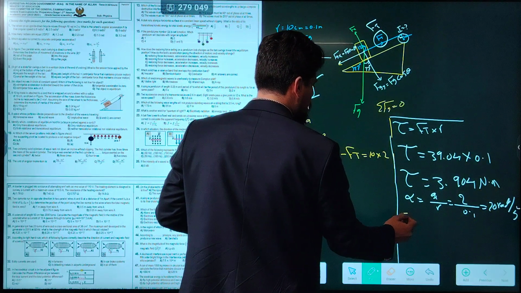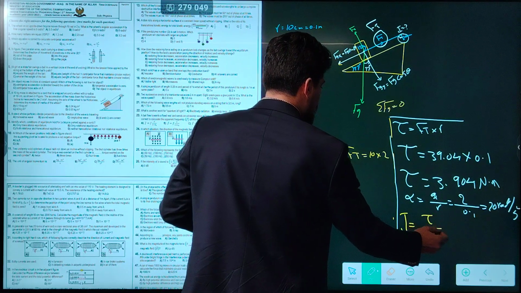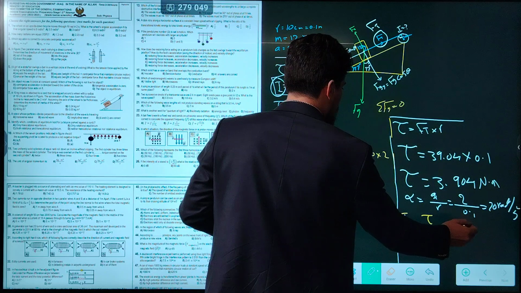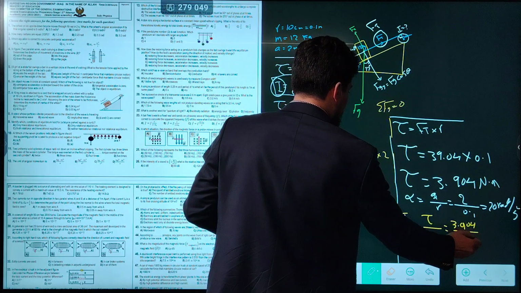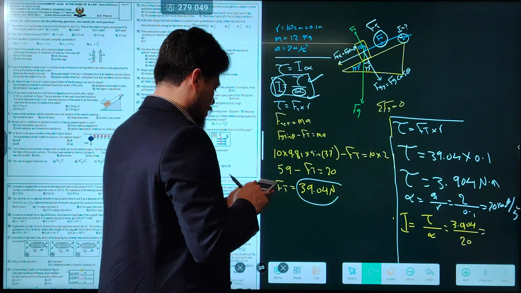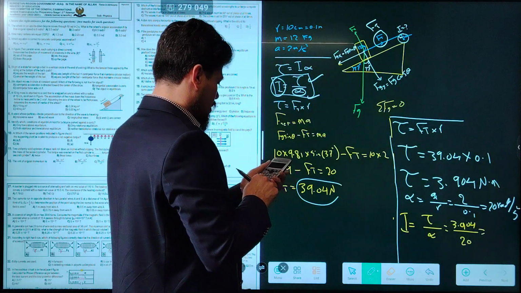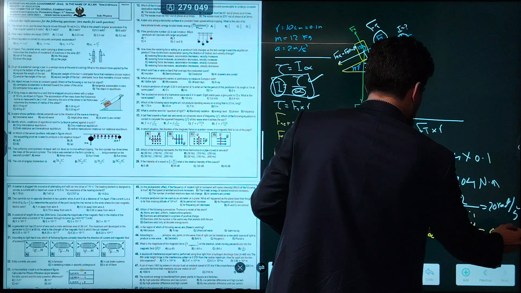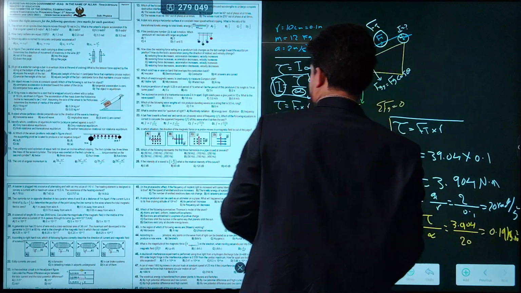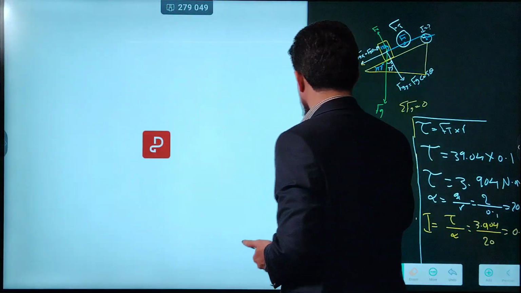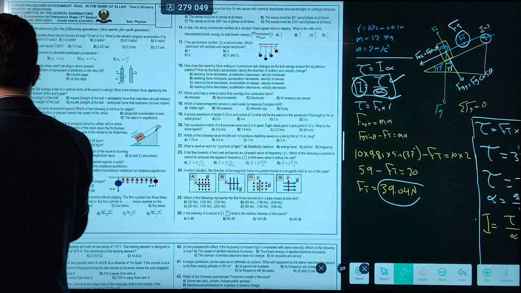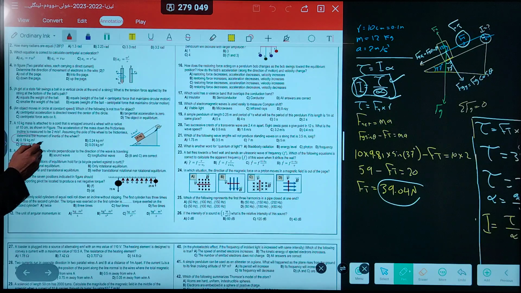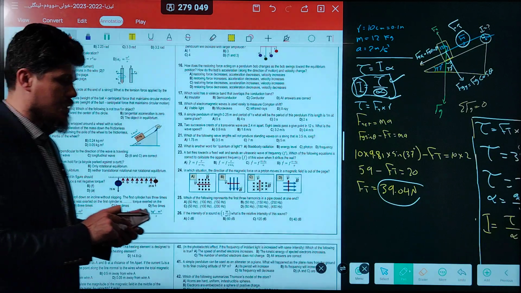Now replace into this equation. I is equal to torque over alpha. Torque I found 3.904 divided by alpha 20. I got 0.19 kilogram meter squared. Which one is correct? A. 0.19 kilogram meter squared is the correct answer.